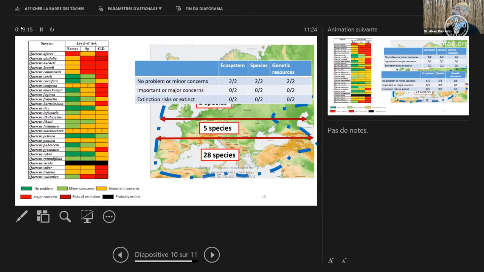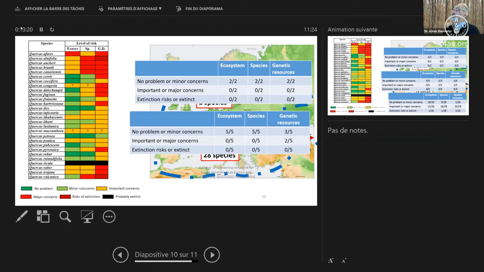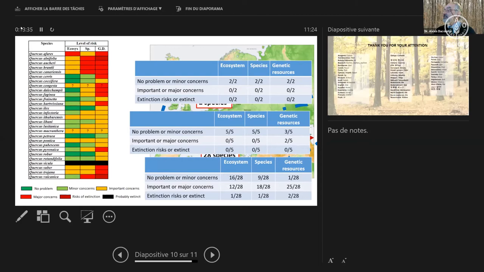In the middle zone of Europe, we have a risk, important and major concern, for two species out of five for genetic resources. And when we are in the Mediterranean basin and Caucasus, the situation is really different. We have major problems and even extinction risk for ecosystem, species, and genetic resources. We must put a huge effort in this region if we want to maintain the diversity of oak at ecosystem, species, and genetic level.